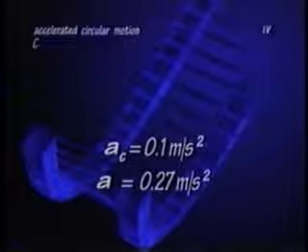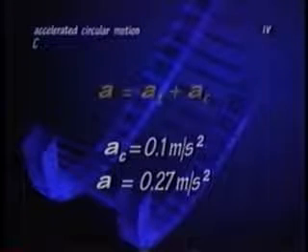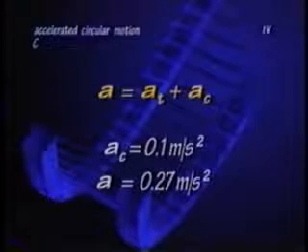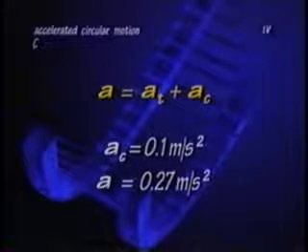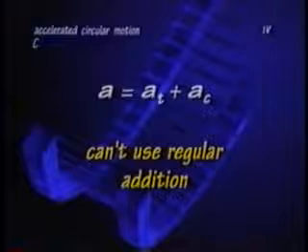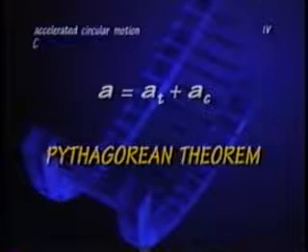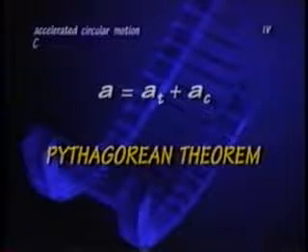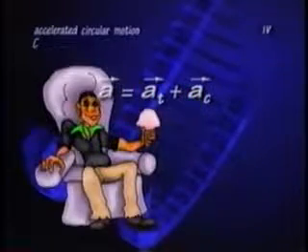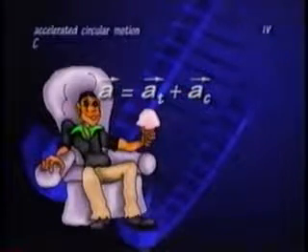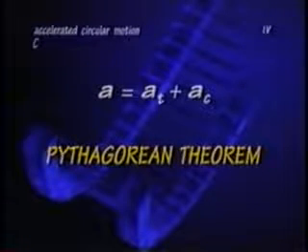Now that we have A sub c and the total acceleration, we can use our equation to find the tangential acceleration. But realize that acceleration is a vector quantity, and we can't just use regular addition here. But lucky for us, we can use the Pythagorean theorem, because we can connect the vectors and make a right triangle to get the vectors' magnitudes. Of course, we're not going to draw the vectors because our graphic artist is on a break. We're just trying to explain why we can use the Pythagorean theorem.